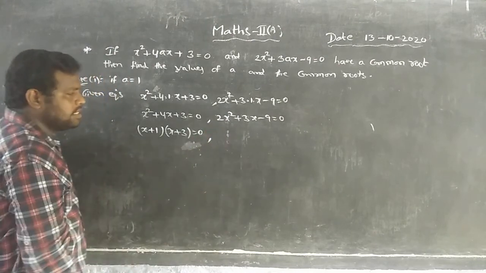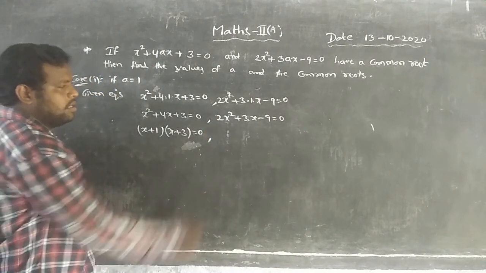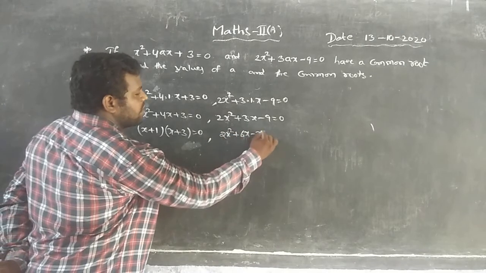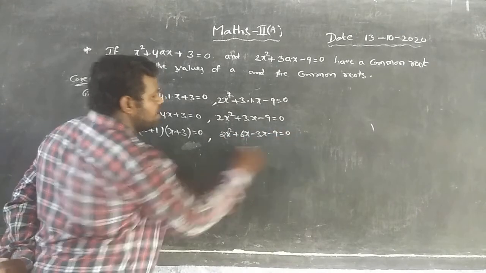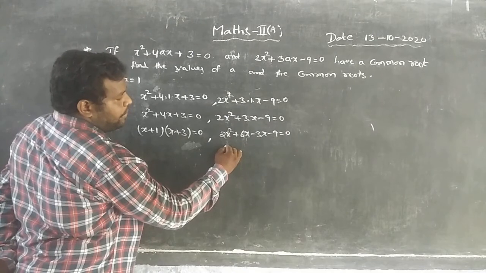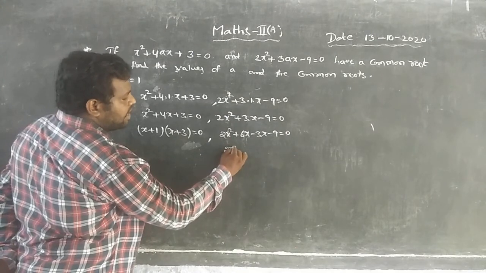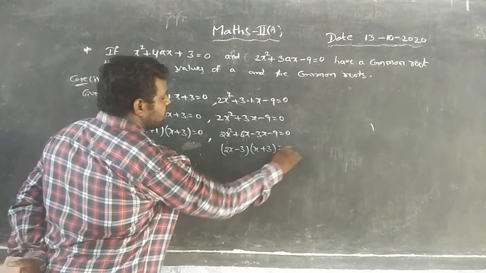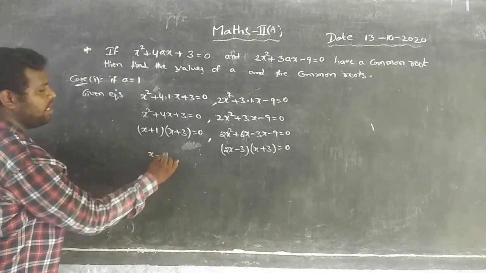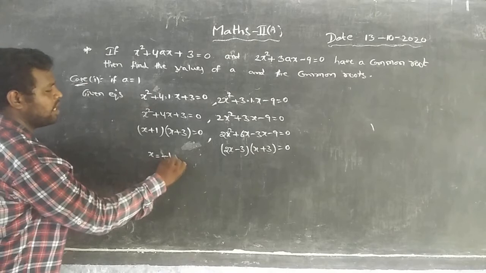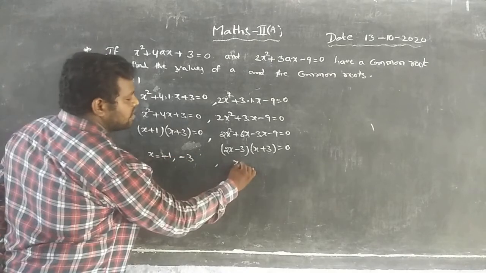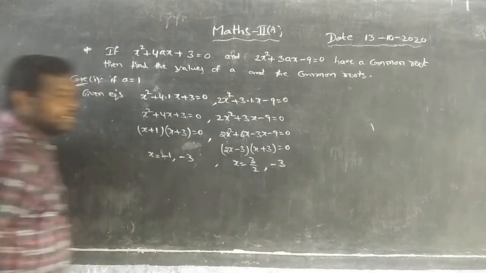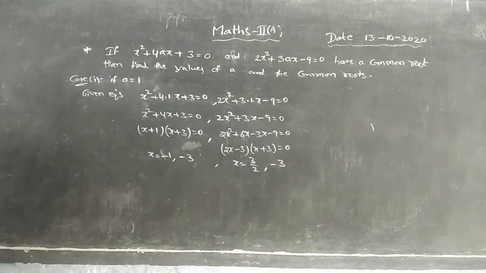For the second, the product is minus 18, so the split is minus 3 and 6, since 6 into 3 gives 18. So what are the factors? 2x square plus 6x minus 3x minus 9 equal 0 means (2x minus 3) into (x plus 3) equal 0. So x is equal to minus 1, minus 3 in the first, and here x is equal to 3 by 2, minus 3.